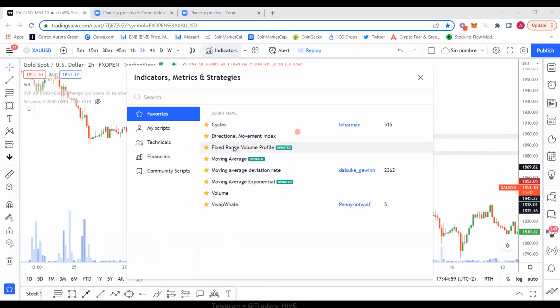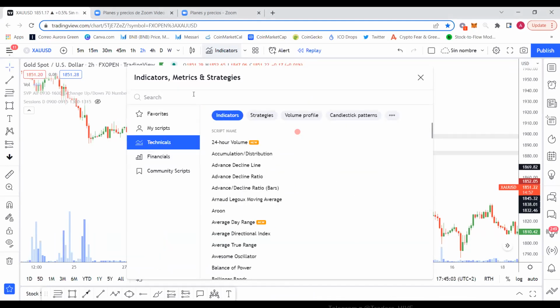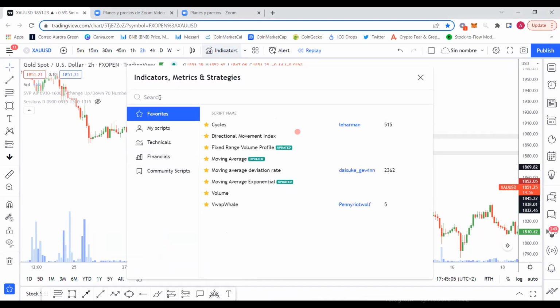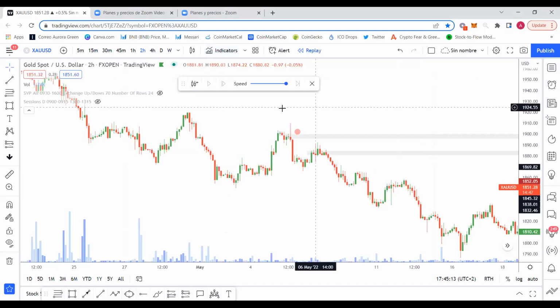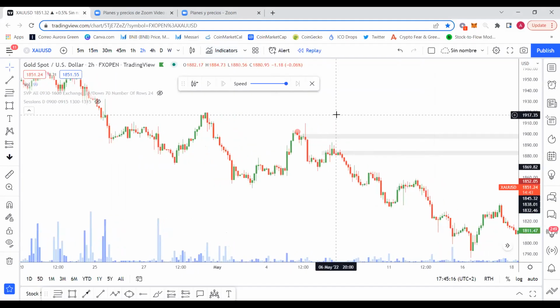Well, I use Premium TradingView, but I think you can get this one for free. Where is this? Volume. Okay, it's this one. Fixed range volume profile. This is the indicator. So, volume as a confluence.